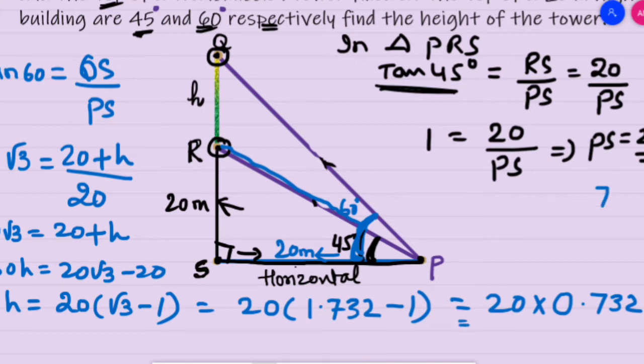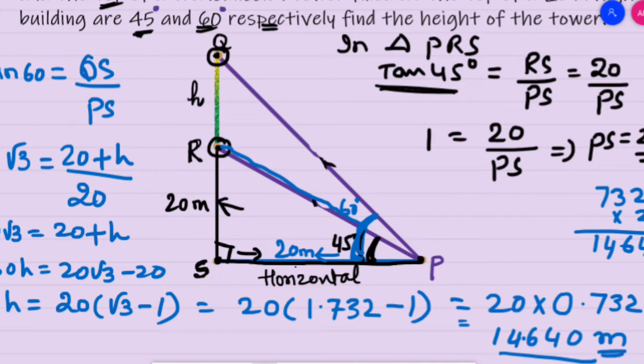So see how much it is. 732 into 2, you calculate. You will get 4, 6, 14, and if you put 0, you will get 14640. Okay, so putting the decimal point, you will get 14.64 meters. So what was the value you needed? Find the height of the tower. Height of the tower h is equal to 14.64 meters.